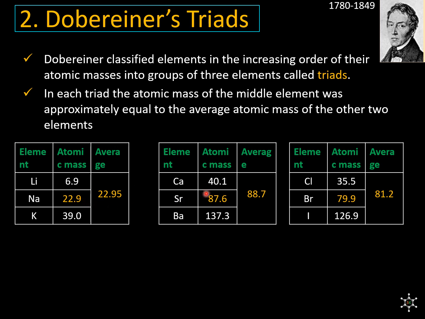In the same manner, atomic mass of strontium is average of atomic mass of calcium and barium. Atomic mass of bromine is average of atomic mass of chlorine and iodine.